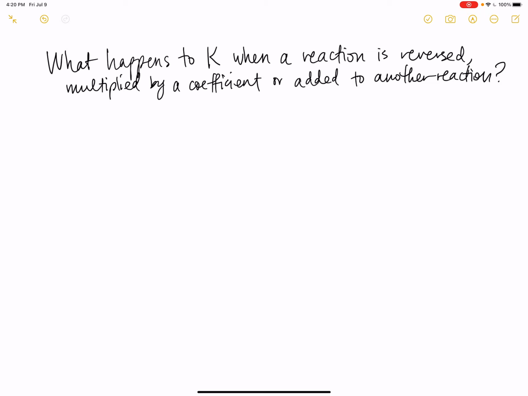We're going to make up a fake reaction here. 2A plus B goes to C. Very creative, I know. Let's call this K1, our equilibrium constant for that reaction. Now, if we wrote out the expression for this, we would get our concentration of C divided by the concentration of A squared times B. That's our K expression.